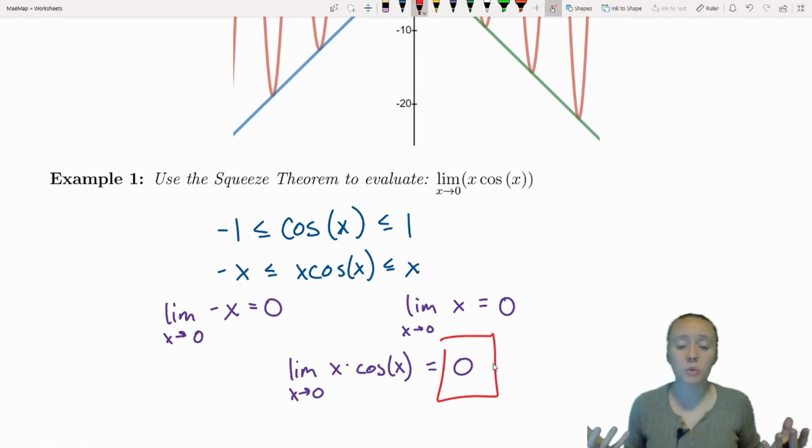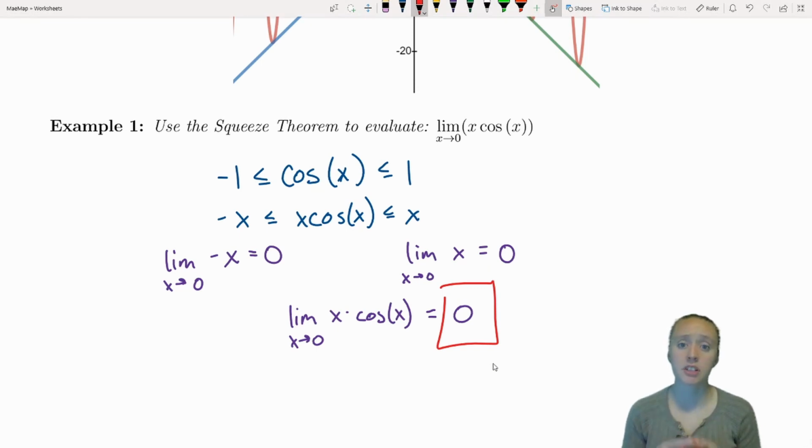And that is how the squeeze theorem works. You just have to show that those outer function limits are the same, then you know exactly what the limit of that function that's trapped between those two functions is equivalent to. And that's just a quick example of the squeeze theorem.